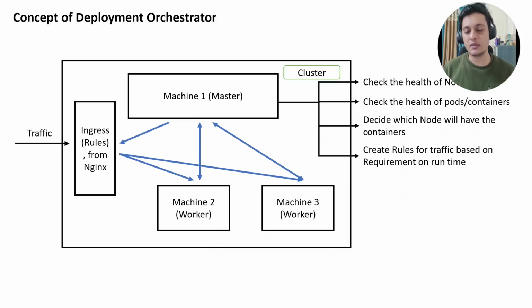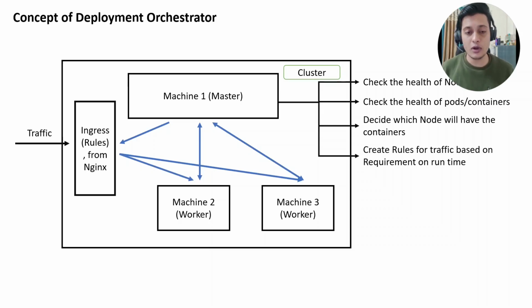So this machine one, the master, is doing all the hard work for us, checking whether the nodes are healthy, checking whether the containers are healthy. Even if I'm going to scale my application, this machine one will decide where the extra container will go and start, like in which machine the extra container will go and start. Okay, so it is the simple deployment orchestrator architecture.